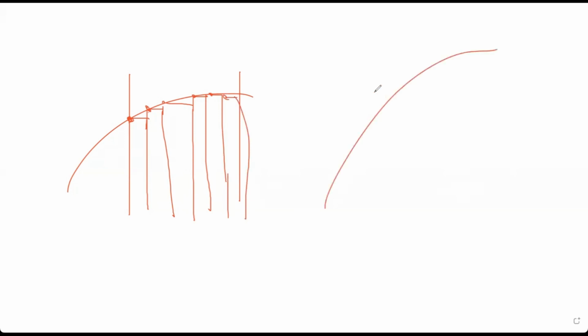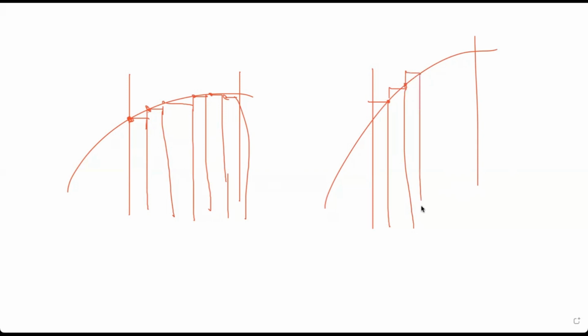On the other hand, right endpoint is when the right endpoint, as you might imagine, is on the curve. So this is a right endpoint rectangle. This is also one. It's approximately on the curve. It should be fully on the curve, but again, it's hard to draw. So that's also a right endpoint, and so on. So in this case, I'm just using 6 rectangles for both of them.